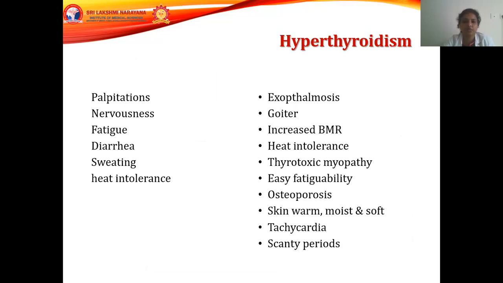So in hyperthyroidism, the features which we expect are palpitations because of increase in heart rate, nervousness, fatigue, diarrhea because of increase in the motility, then increased sweating, heat intolerance. Then the patient will also present with exophthalmos, with swelling in the front of the neck, with an increased BMR, and there may be myopathy with easy fatigability, and also chances that the person has osteoporosis, the skin is warm and moist, and the heart rate is more, and regarding the menstruation, they have scanty periods. So these are the features of an individual with hyperthyroidism.